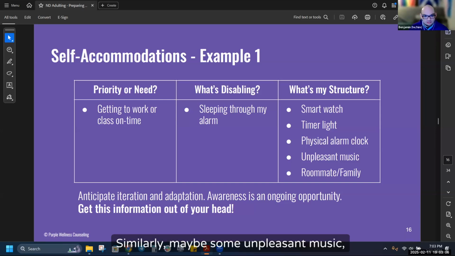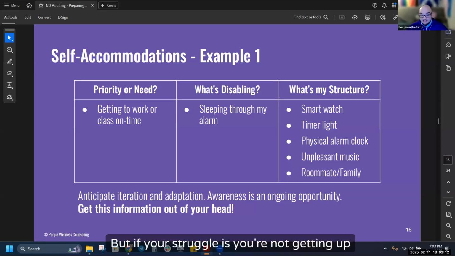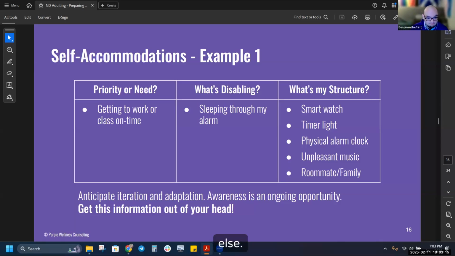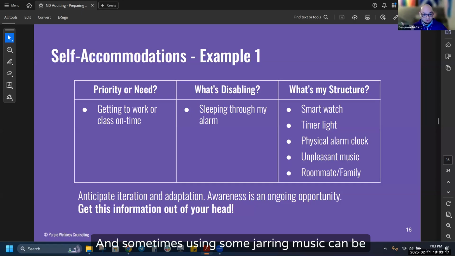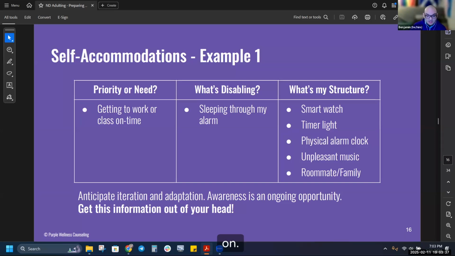Similarly, maybe some unpleasant music, right? People will sometimes try to use nice music as something to kind of wake themselves up in the morning. But if your struggle is you're not getting up to your alarm, then we've got to try something else. And sometimes using some jarring music can be something that our brain will pay attention to and helps get us out of whatever sleep cycle we're in. So if speed metal is not your favorite thing, maybe that's what to put on to help you wake up, if it helps you break that cycle and get aware of what is going on.